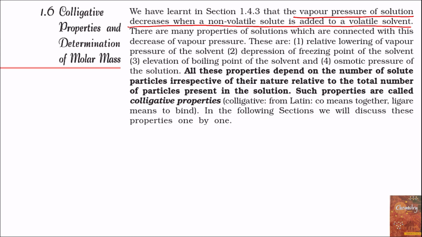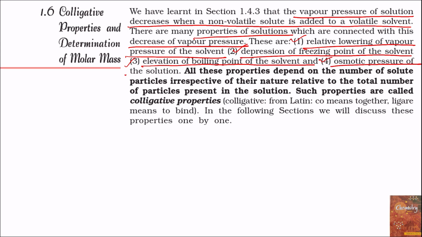Now there are many properties of solutions which are connected with this decrease of vapor pressure. What are these properties? First, relative lowering of vapor pressure of the solvent; second, depression of freezing point of the solvent; third, elevation of boiling point of the solvent; and fourth, osmotic pressure of the solution.